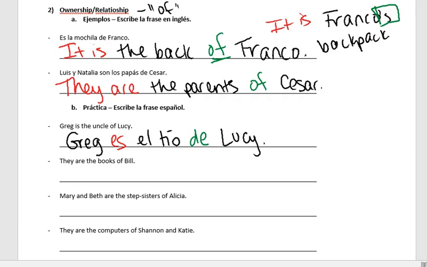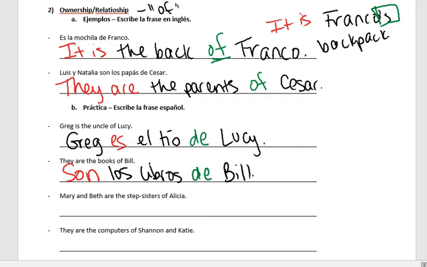Lucy. They are the books of Bill. So they are Bill's books, or those are Bill's books. So again, they are, we have here, it's son, the books, los libros, de Bill. Okay, so go ahead and try the next ones on your own.